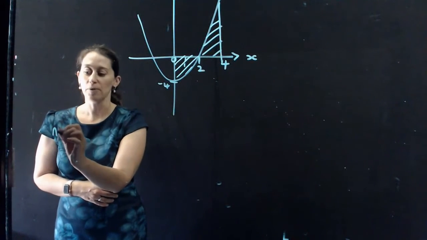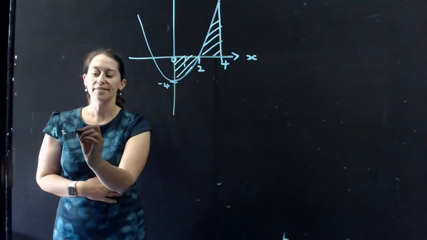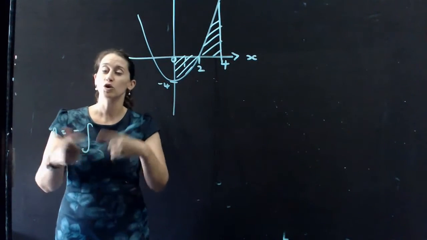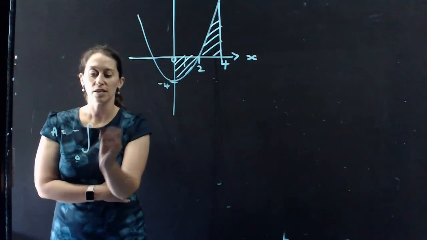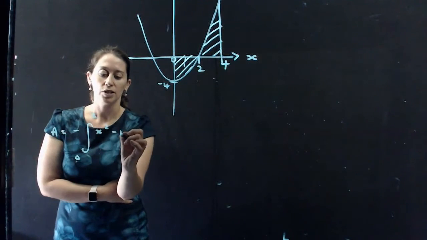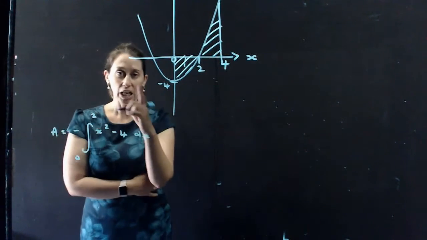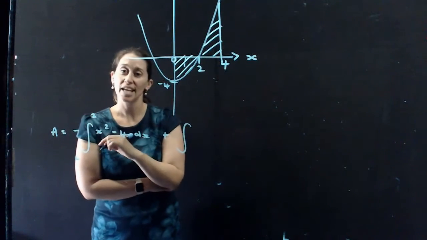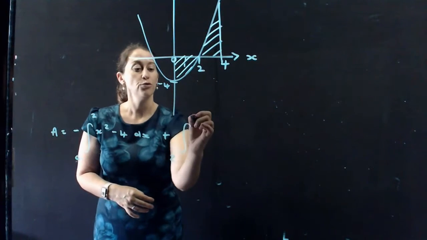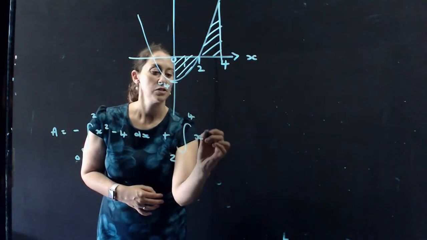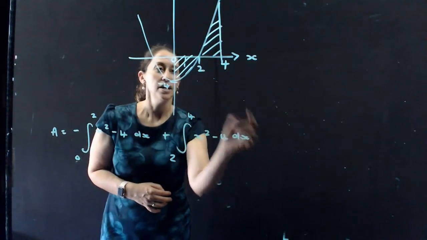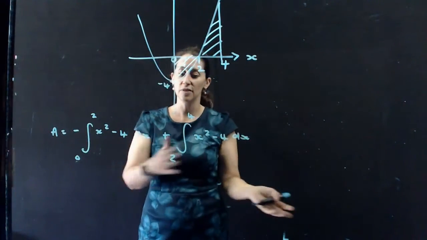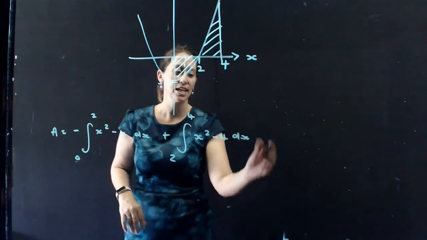So when I set up, let's say A for area, my definite integral, I need to say that there's a minus in front of it to combat that, and I'm going to go from 0 to 2 of x squared minus 4 with respect to x, plus this area here. And this area goes from where it cuts the x-axis, which is 2, to 4 of the same function, x squared minus 4 with respect to x. This part is above the x-axis, so when I calculate this definite integral, I will get a positive answer, so I just leave it and I'm adding these two together.